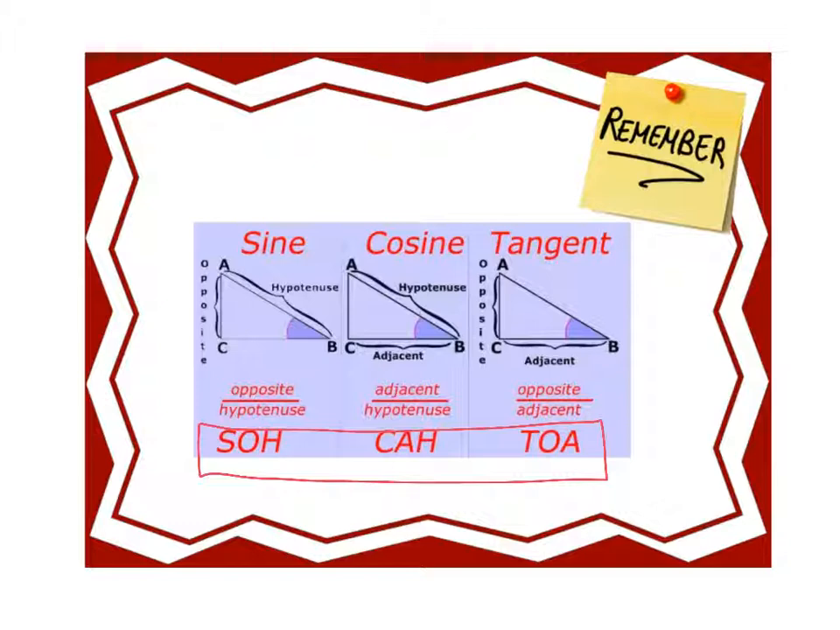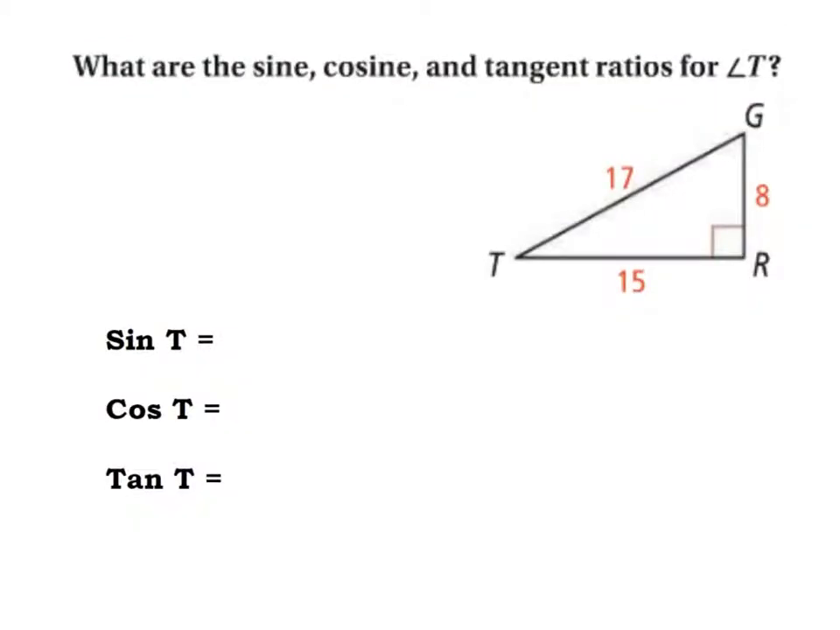All right, let's see how we could use these. It asks: what are the sine, cosine, and tangent ratios for angle T? Now you can do these trig ratios, this SOHCAHTOA thing, with any acute angle. We would never use our right angle here. It's always the acute angle. So the sine of T. Let me write up here so that we remember our acronym. It's SOHCAHTOA.